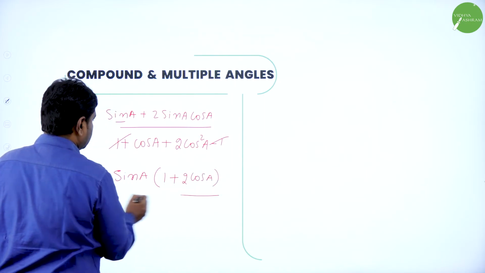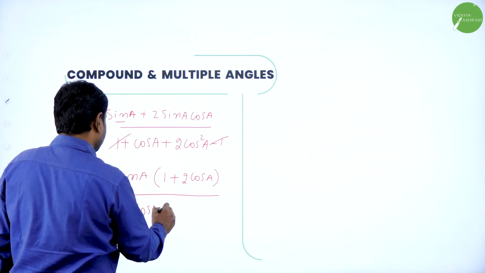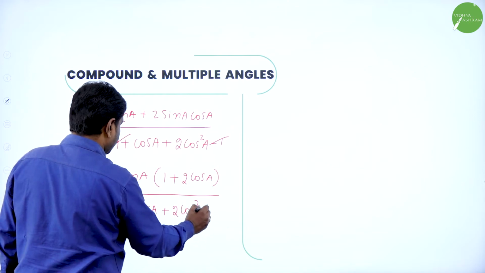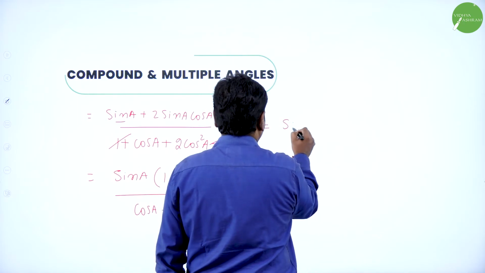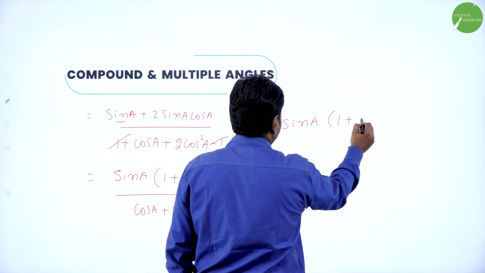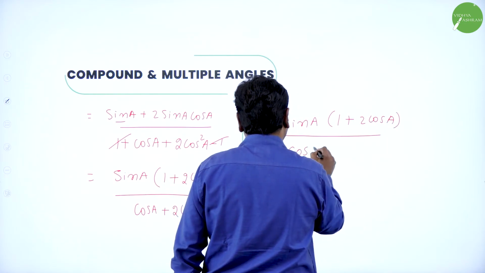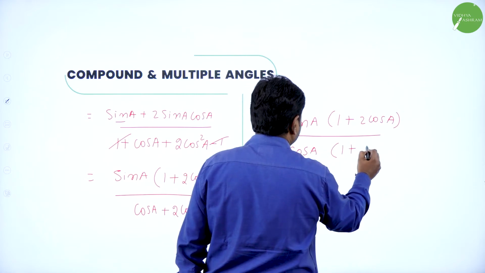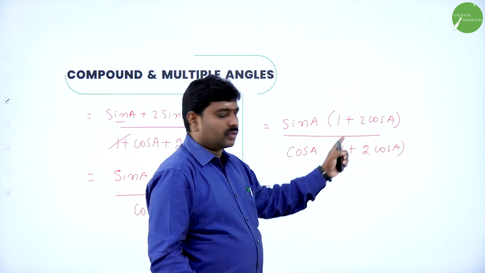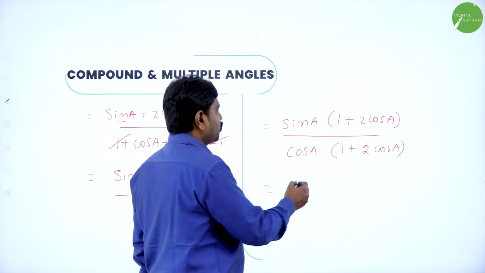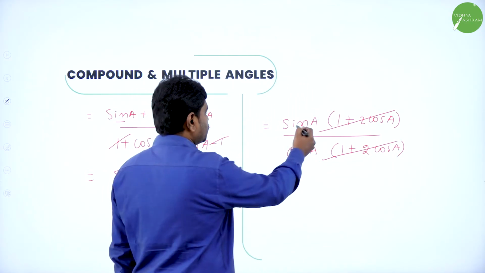In the denominator, 1 cancels. We have cos A plus 2 cos square A, and in these two terms I will take cos A out. So in the numerator we have sin A into (1 plus 2 cos A). In the denominator, if I take cos A common, I will be left with 1 plus 2 cos A. Now you can observe that 1 plus 2 cos A is present in both numerator and denominator as a product, so I can cancel. What is left out? Sin A by cos A.